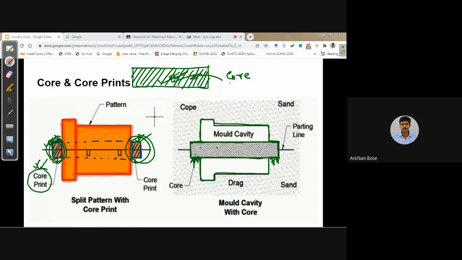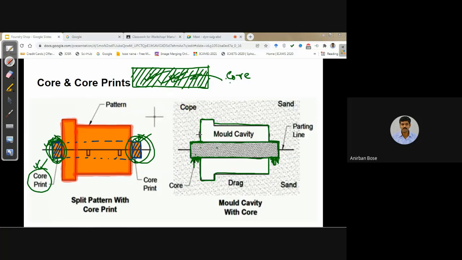Why are core prints there? So that they can create an impression so that the core can sit in the mold. Because these are the places where this sand is placed. This whole core sand is placed within the mold. So core print actually creates an impression where the core can sit. Okay, so you have understood now what is core.